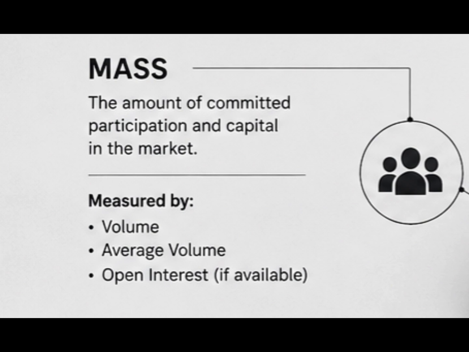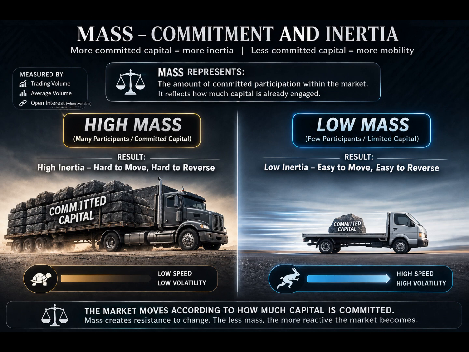1. Mass. Mass represents the amount of committed participation within the market. It can be approximated using trading volume, average volume, open interest, when available. High mass means that a significant amount of capital has already committed itself. As a result, the system develops inertia. Like a fully loaded truck, it becomes difficult to accelerate or change direction. Low mass means that relatively little capital is committed. The system becomes light. It is easy to move, but it is also easy to reverse.